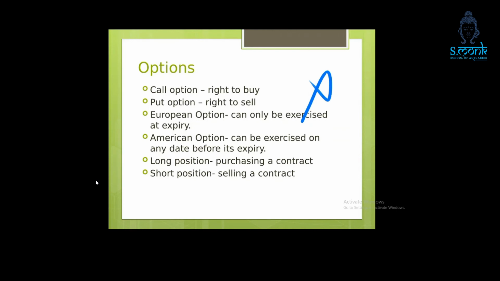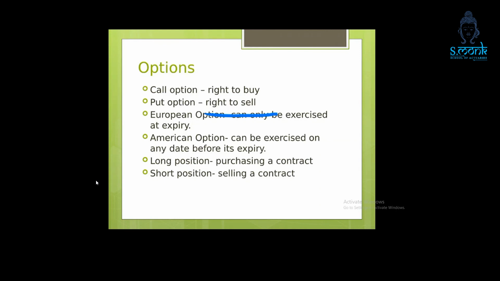The writer of the option collects some amount, which is known as the option premium, from the holder for giving him the right to exercise the option. The two basic types of options are call option and put option. A call option gives the right but not the obligation to buy a specified asset for a specified price on a set future date, whereas a put option gives the right but not the obligation to sell a specified asset for a specified price on a set future date.